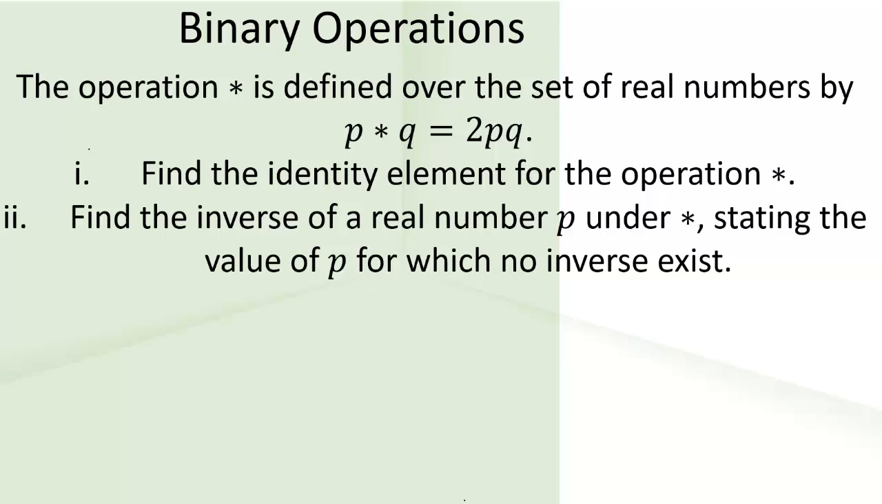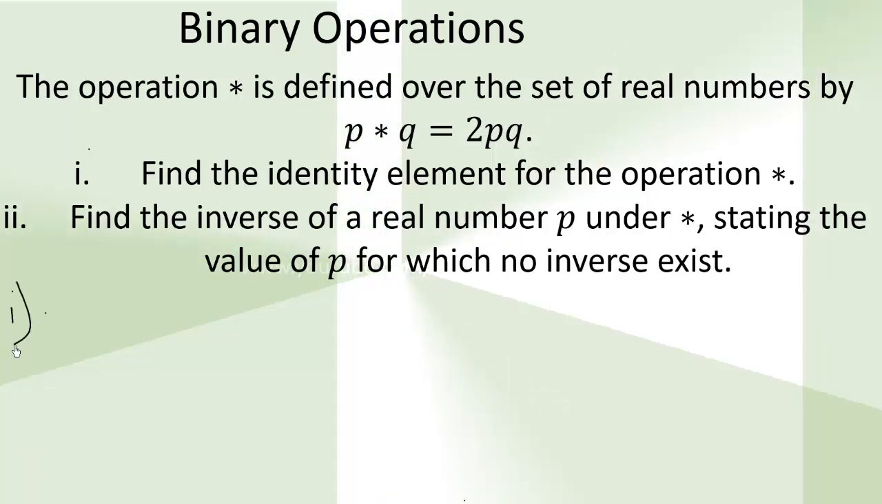So we are still solving questions on binary operation. The operation star is defined over the set of real numbers by P star Q is equal to 2PQ. Find the identity element for the operation star. Find the inverse of a real number P under star, stating the value of P for which no inverse exists. So let's begin with the first one.